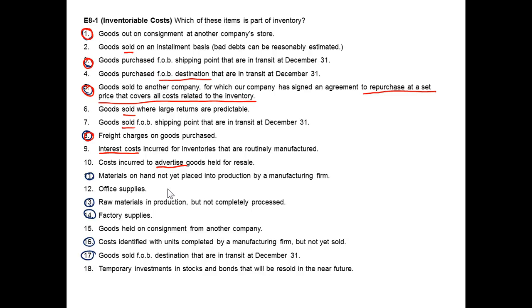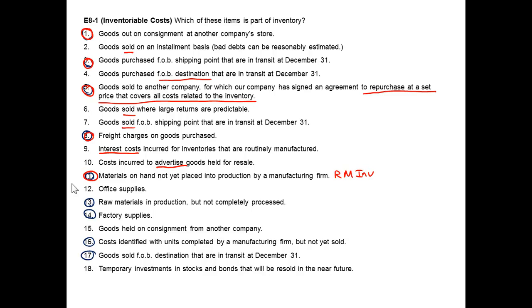11, materials on hand not yet placed into production by a manufacturing firm. This is raw material inventory. It's an inventory item. Office supplies are a type of inventory, but are included in their own account called office supplies, or just plain old supplies, a current asset.